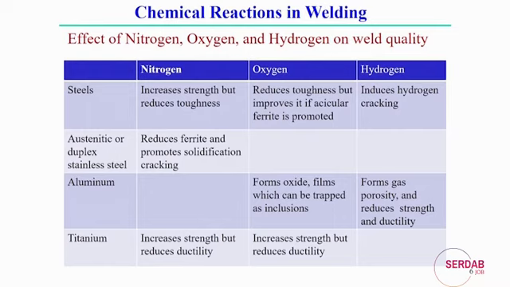But if we look into the overall effect of nitrogen, oxygen and hydrogen on the weld joint quality, because these three components in the surrounding atmosphere mainly become part of the final weld joint, they have some impact on the weld joint quality.